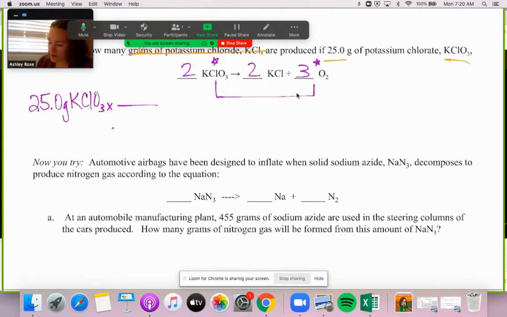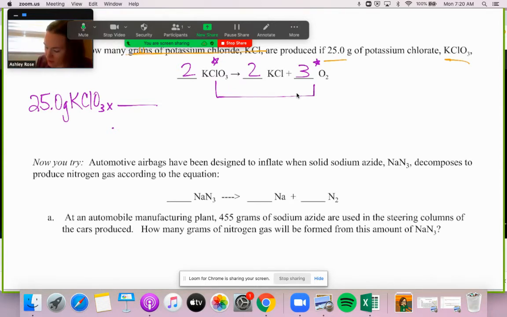In order to do that, in order to compare these two things, or to relate them rather, using this ratio in the balanced equation, 2 to 2 to 3, I have to be in moles, because this is a molar relationship in the balanced equation. So I need to know how many moles of potassium chlorate decomposed, and then I could relate that moles of potassium chlorate to moles of oxygen. From there, I could then get grams of oxygen.